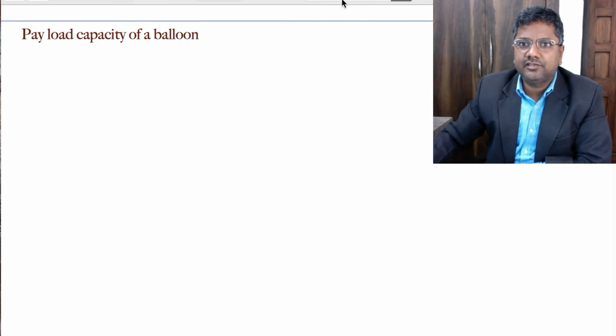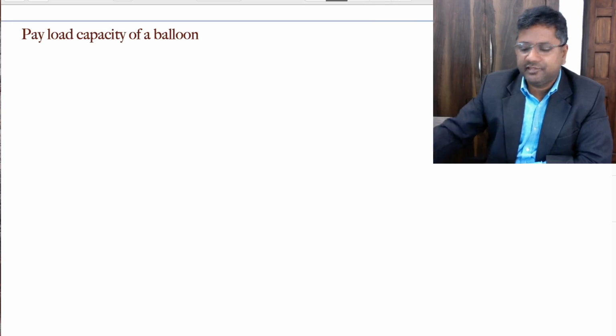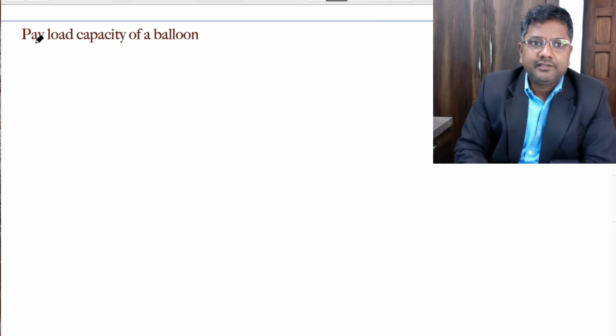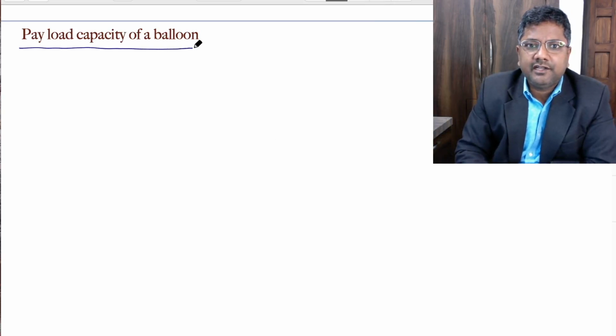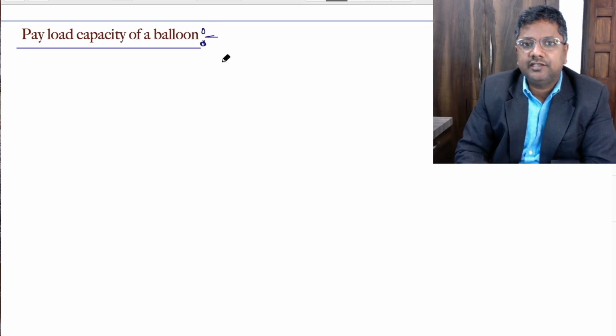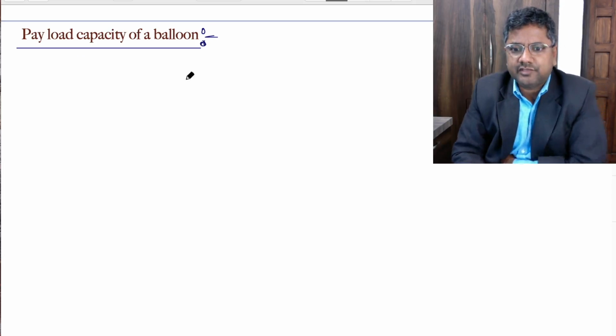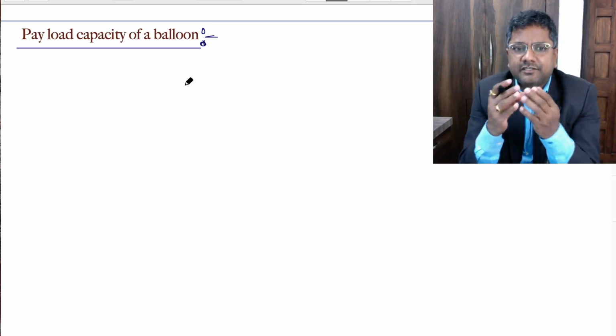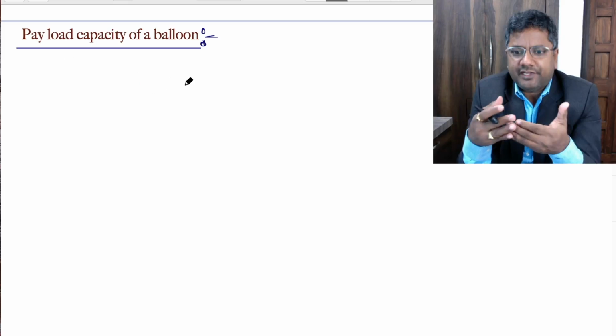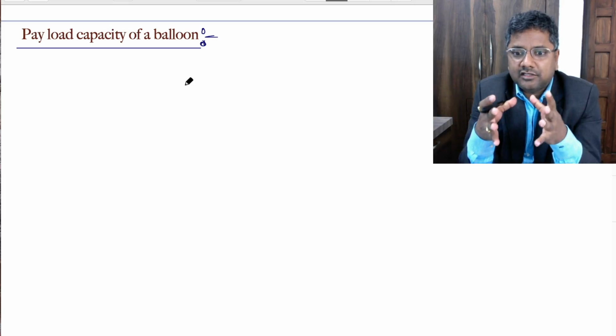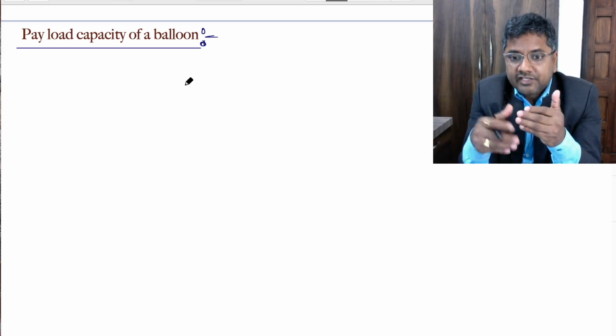Now first we will see what is the definition of payload. Payload is basically defined for a balloon, and this terminology is also used in missile technology. So payload means additional weight, right? Not total weight. Additional weight.